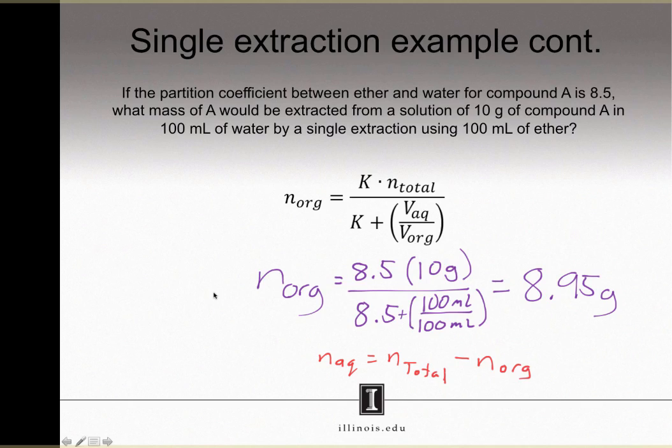Now let us consider the amount that we extracted. 8.95 grams is almost 90% of the material.